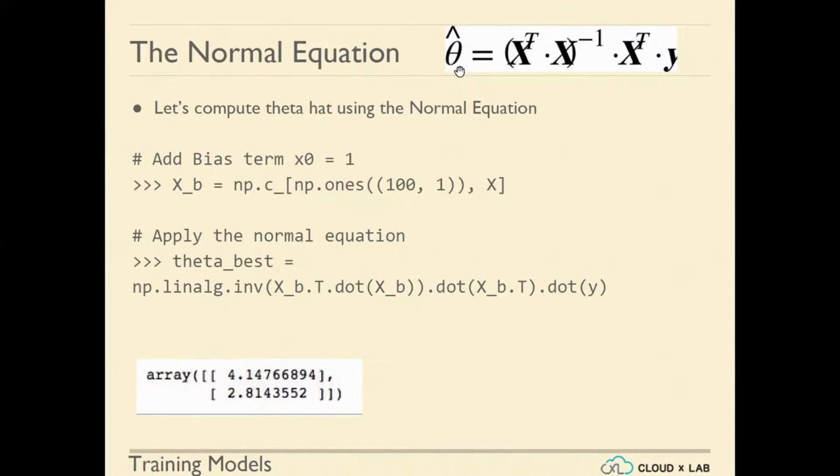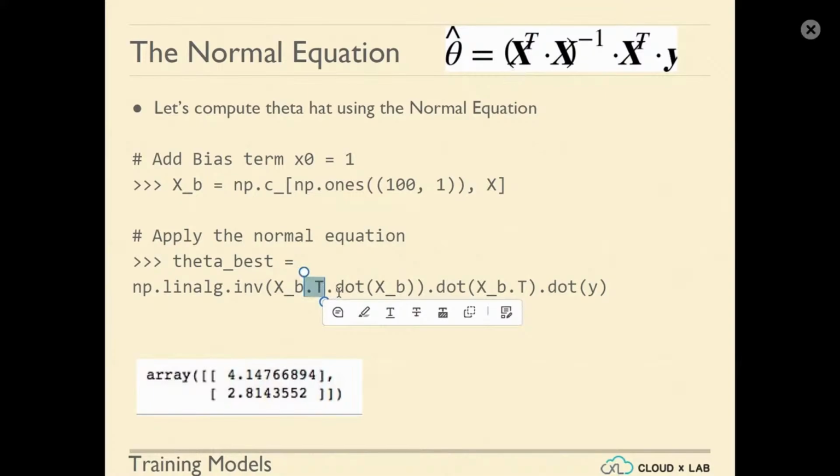Now I'm using this formula, right? So theta hat, the optimal value of theta, is equal to the inverse of x transpose x, and so on. To do the inverse, I'm using np.linalg.inv, right? So using this library, I can do the inverse. And xb.T is for transpose, because here what I want is x transpose, right? So to do this transpose operation, I'm using .T. So .T will do this transpose, right?